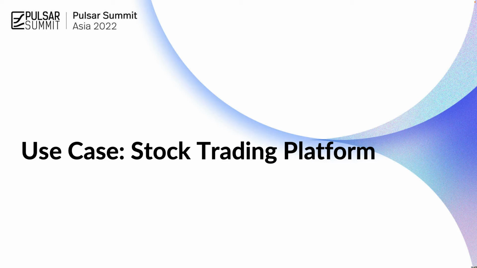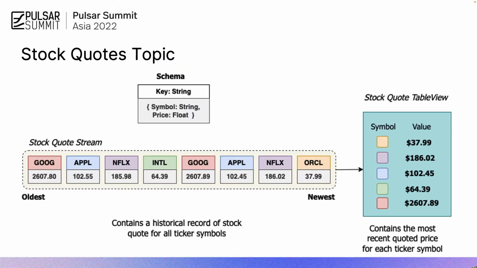So let's get into some concrete examples using the use case of a stock trading platform. First, let's start by talking about the different data sets within the stock trading platform itself before we start talking about how to join them. It's best to understand exactly the semantics and schemas within these different data structures in order to know how we can join them together using the table view.